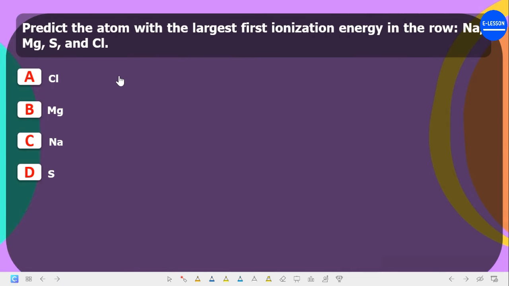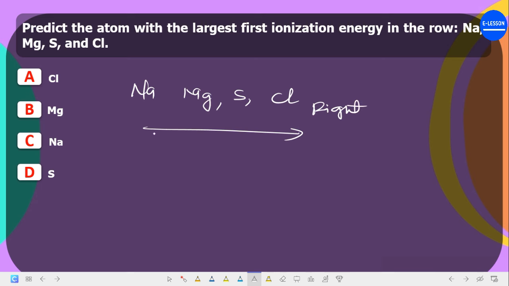Now, predict the atom with the largest first ionization energy in the row. Now, does ionization energy increase or decrease? The ionization energy increases across a period. So, the one that will have the highest ionization energy is the one that is far right of the row, because we said it increases. So, if that of sodium is 1, magnesium will be like 2, sulfur will be like 3, and this one will be like 4. So, it is increasing. These are just assumptions, okay? So, the correct answer here would be chlorine. Chlorine will have the largest first ionization energy.